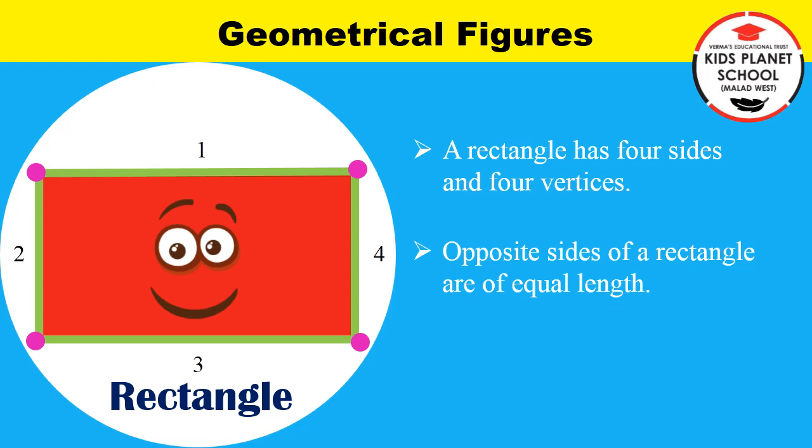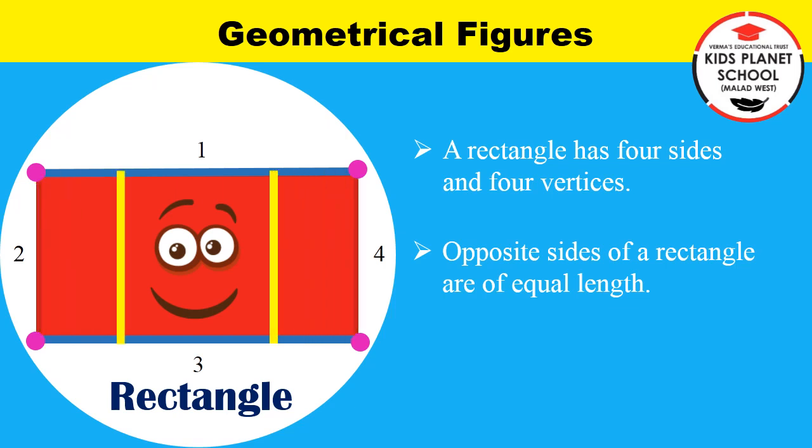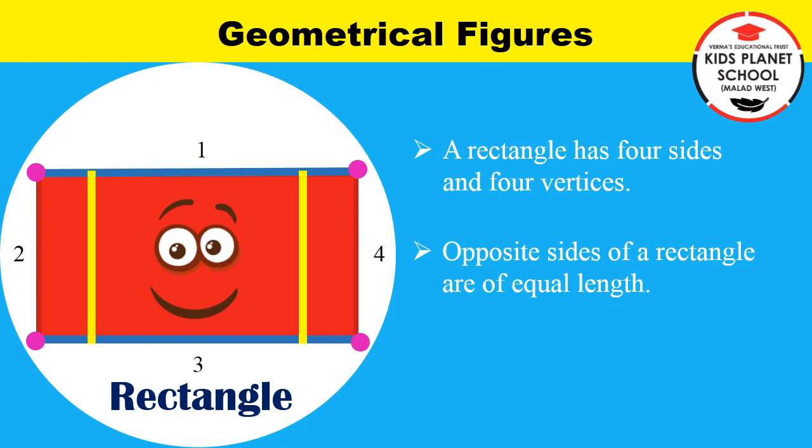Children, the second property of a rectangle is, opposite sides of a rectangle are of equal length. Children, these are the 2 longer sides which are opposite to each other. Both the sides are of the same size. Children, these are the 2 shorter sides which are opposite to each other. Both are of the same size.